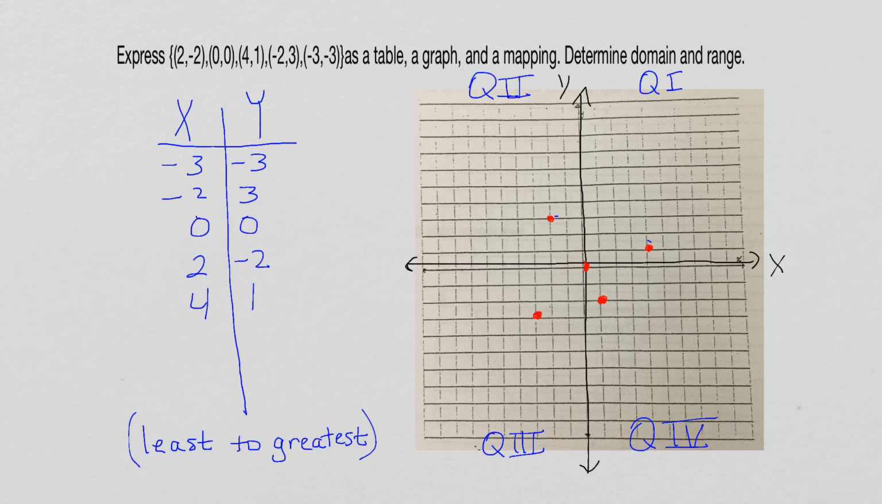2, -2 will be right here. Take off our extra one. And that one is in our quadrant 4. And then 4, 1 is in quadrant 1. So you'll need to know your quadrants. Also recognize that we have our x-axis here and our y-axis labeled here.